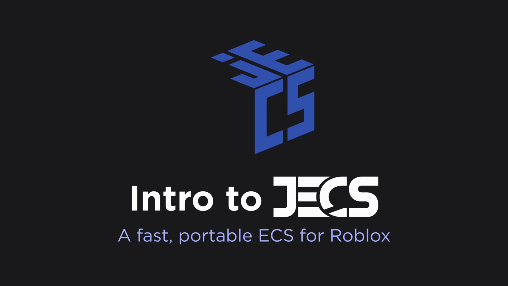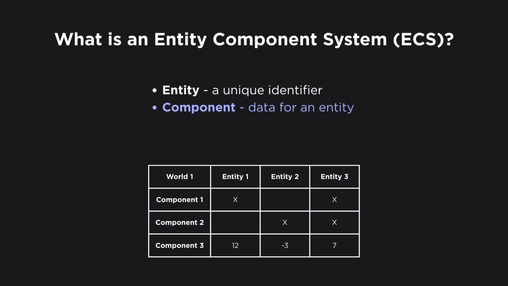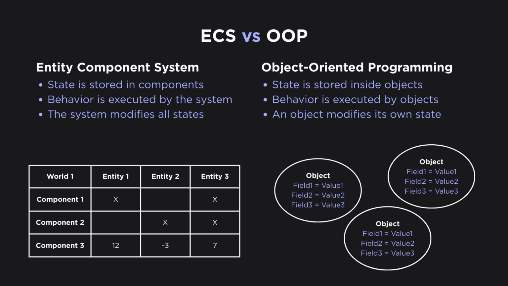Hello everyone, today I will be going over the jecs library, which I consider to be the best ECS library on Roblox. For those who don't know, ECS stands for Entity Component System, and this programming paradigm consists of three elements. Entities, which are like IDs that can be used to represent data stored by components, which are like attributes or tags for your entities that can be used by the system, which refers to the logic that modifies your data.